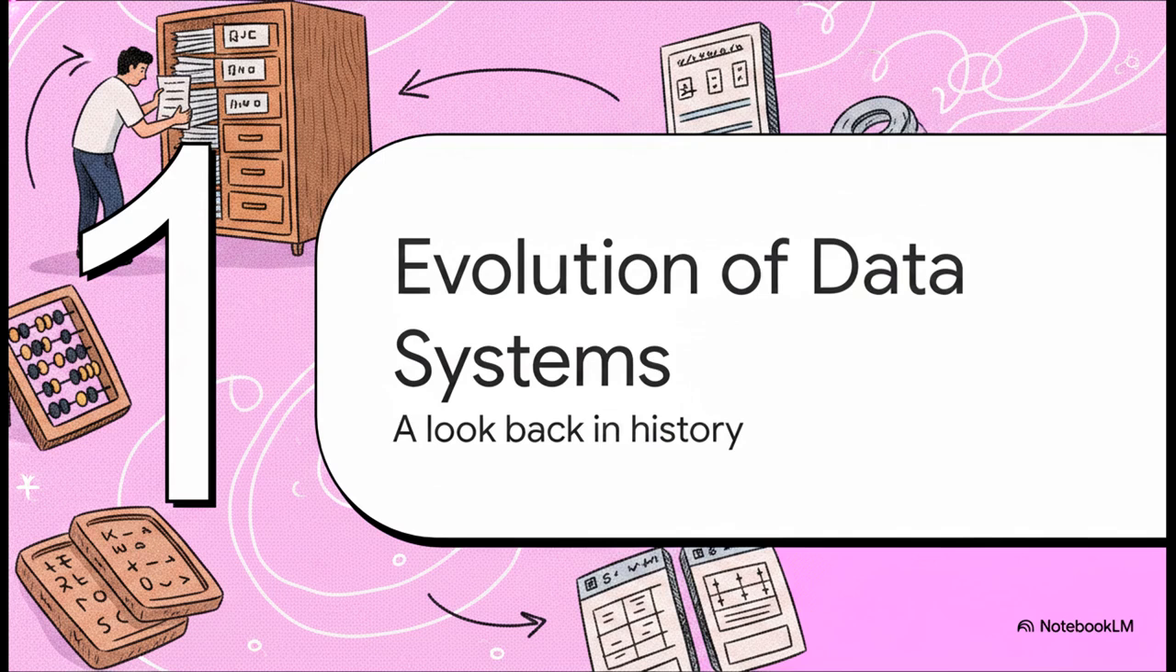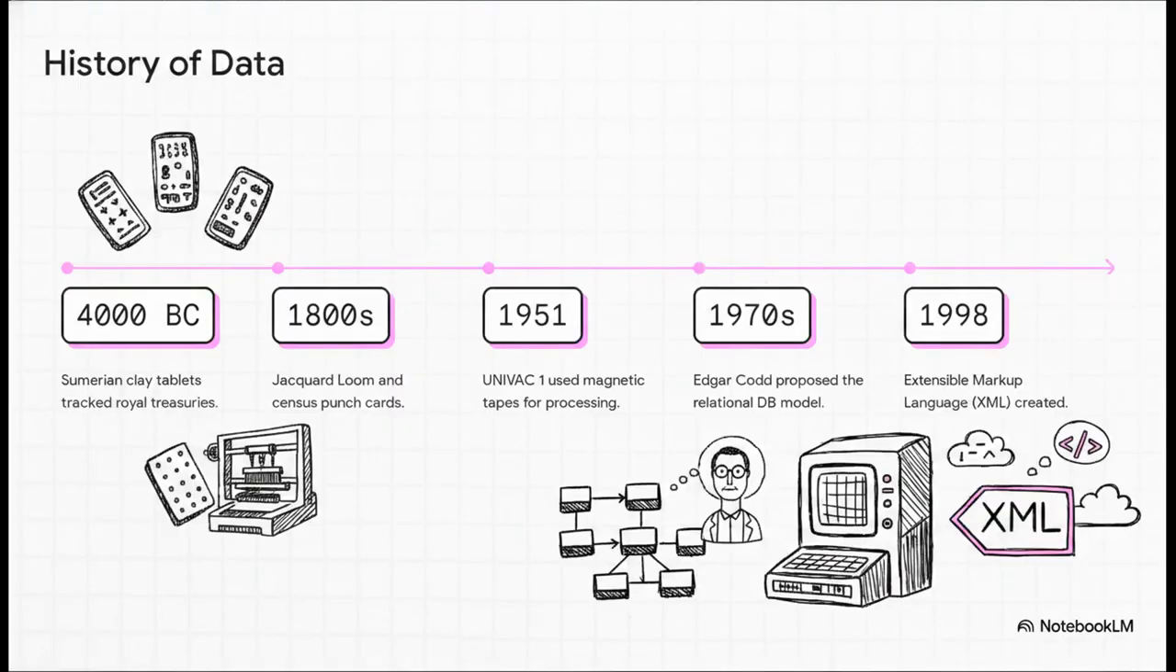Let's take a quick look back in history. You really can't appreciate where we are today without seeing just how incredibly labor-intensive this all used to be. I mean, look at this progression. We leap from tracking royal treasuries by hand on Sumerian clay tablets way back in 4000 BC to using punch cards in the 1800s for automating looms and tallying census data. Then, flash forward to 1951, and you've got the UNIVAC 1, literally a 13-ton computer running on magnetic tapes.